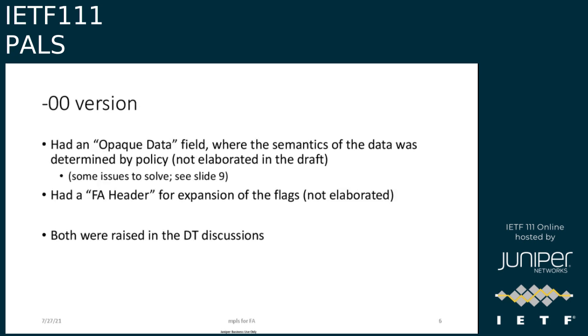So the 0.0 version had an opaque data field, where the semantics of the data were determined by policy, but weren't elaborated in the draft. This topic came up, so we put it back in the 0.1 version. There was also an FA header for expansion of the flags, but it was not elaborated. Since both these issues were raised in the design team discussions, we brought it back in the 0.1 version. Next slide, please.